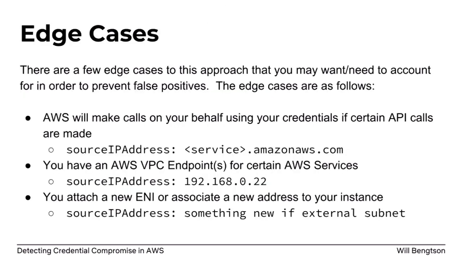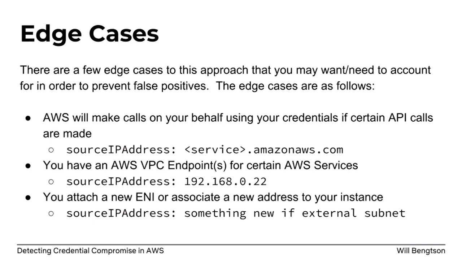So I think that's pretty powerful. I mentioned a few edge cases. As you continue to monitor CloudTrail, you'll find that anytime Amazon does something on your behalf, you're going to see the source IP show up as a service name.amazonaws.com.